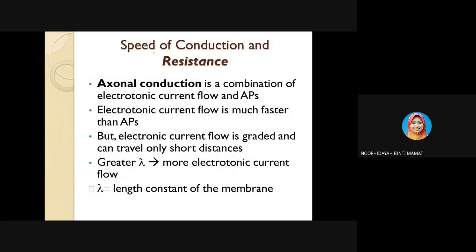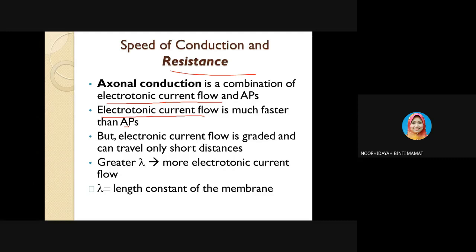Now, the speed of conduction and resistance. Axonal conduction is a combination of electrotonic current flow and APs. The electrotonic current flow is much faster than the APs.